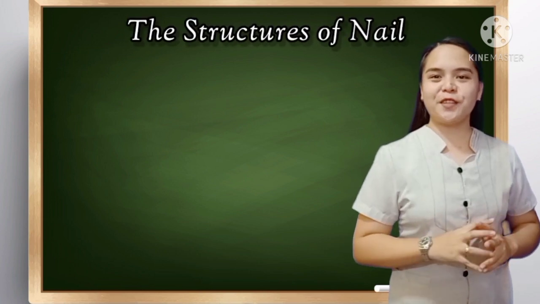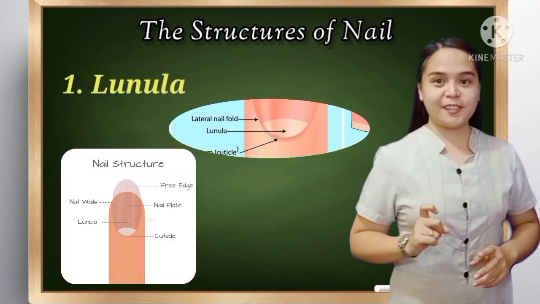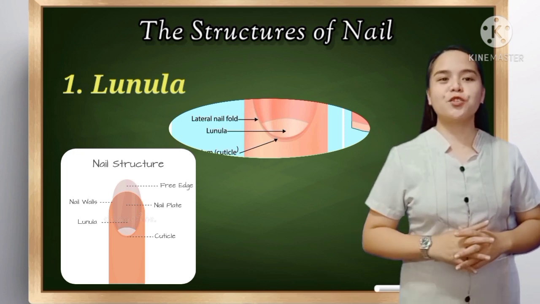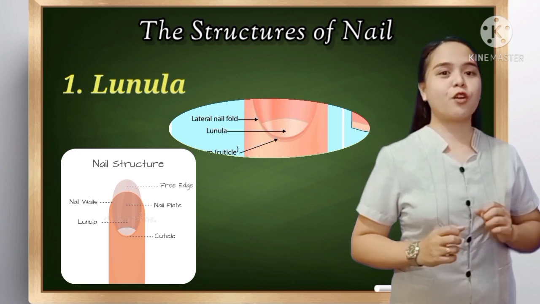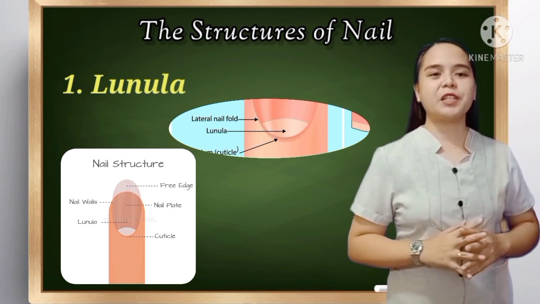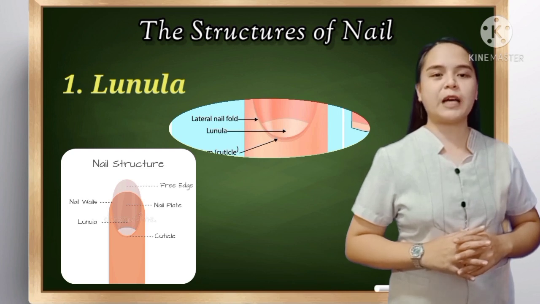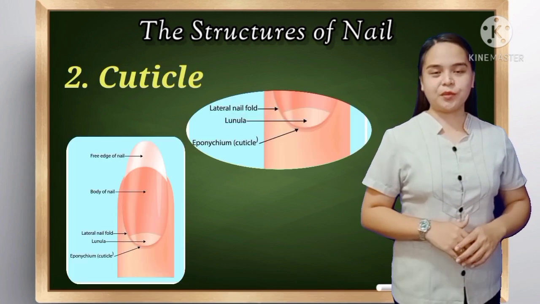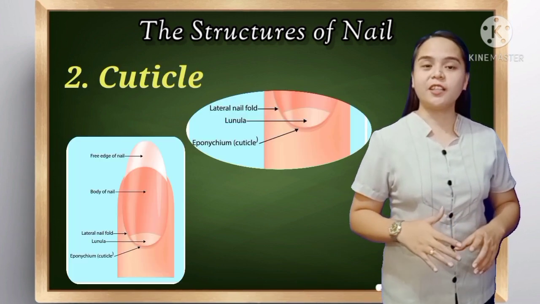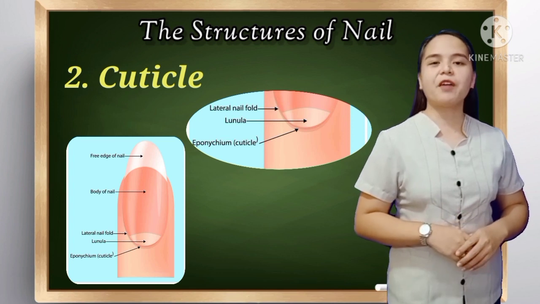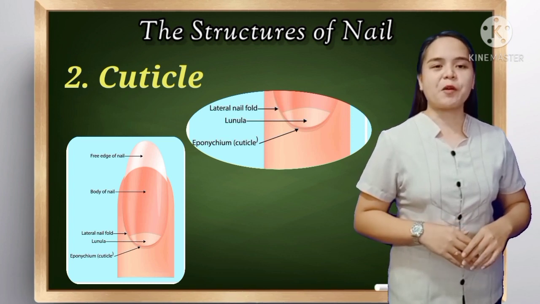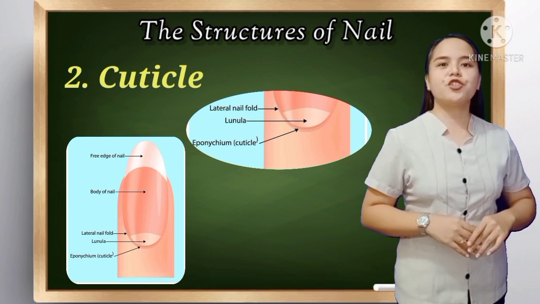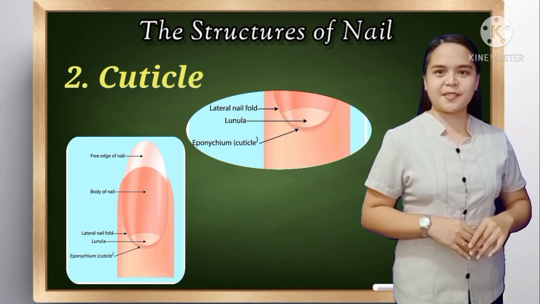The structures of nail. Number one is lunula. The pearly colored and crescent shape is due to the cells being pushed closely together. The blood capillaries cannot be seen through the lunula because of this. Number two, cuticle. Cuticle is the overlapping epidermis around the nail. It is the transparent skin, which is called the true cuticle, that is removed during the manicuring process.